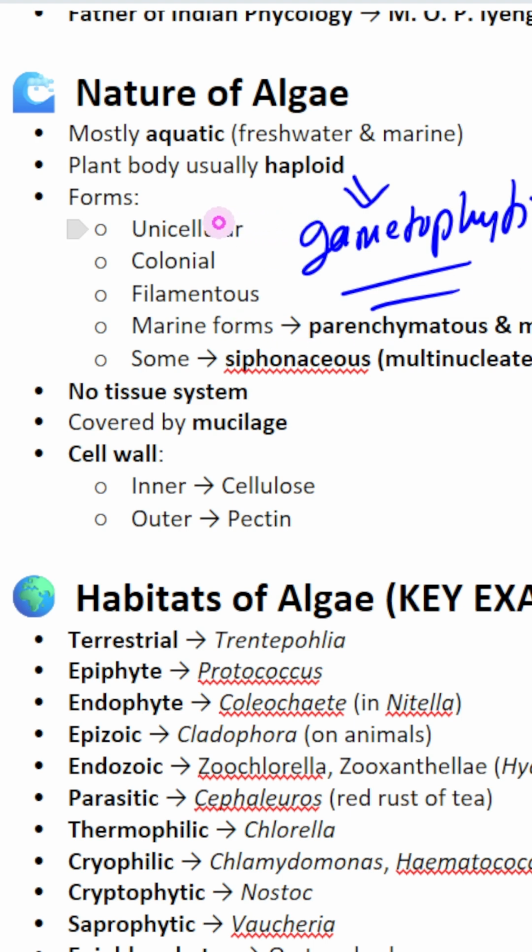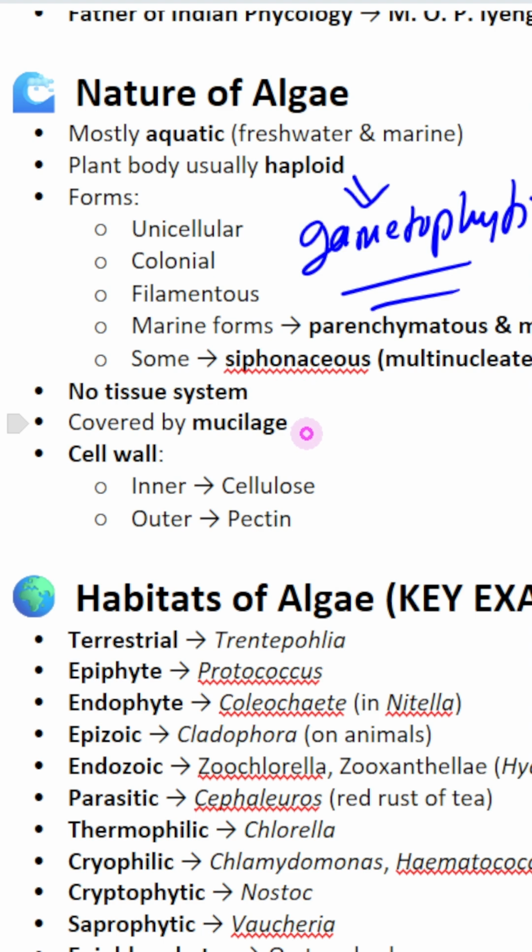And normally the plant body of algae is unicellular. In some we find colonial, that is Volvox, and filamentous, that is Ulothrix, or they are parenchymatous and massive, like Ulva or some red algae, and some are siphonaceous, multinucleated type. And we don't find any tissue system in algae.